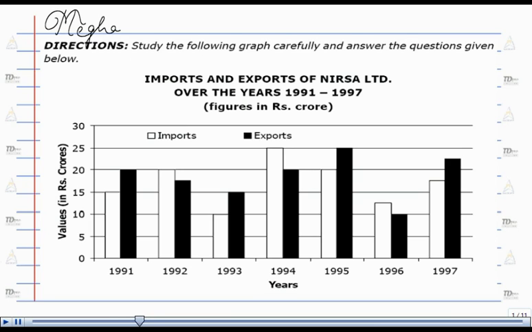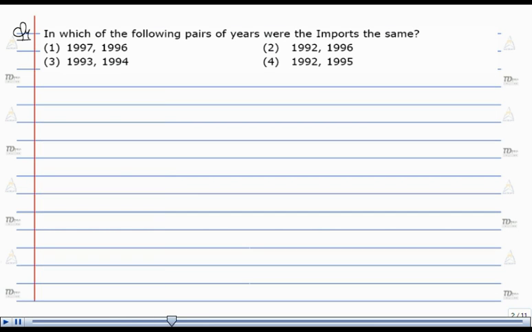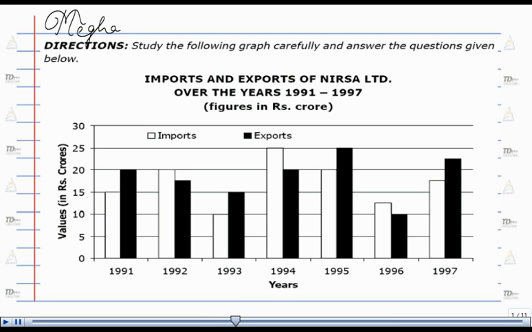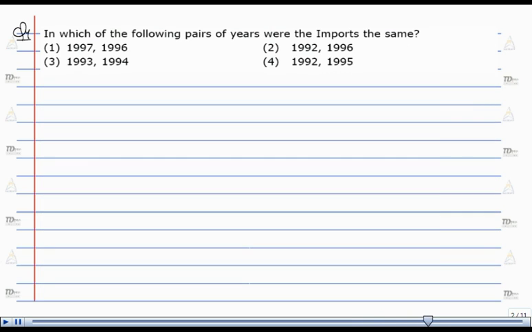Directions: study the following graph carefully and answer the questions given below. Now the question is, in which of the following pairs of years were the imports the same? Let us see in the graph. Imports are represented by blank blocks. So, these are same in 1992 and 1995. That is 20 crores. So, we get our answer as option number 4, that is 1992 and 95.